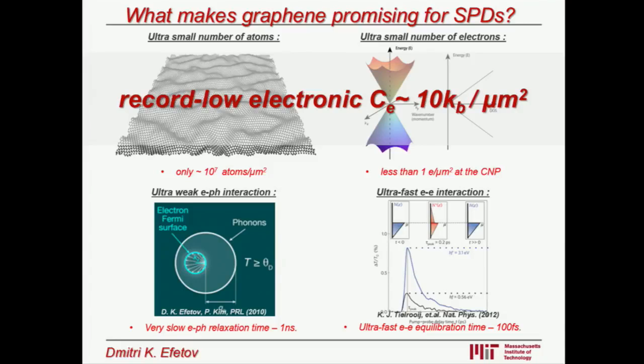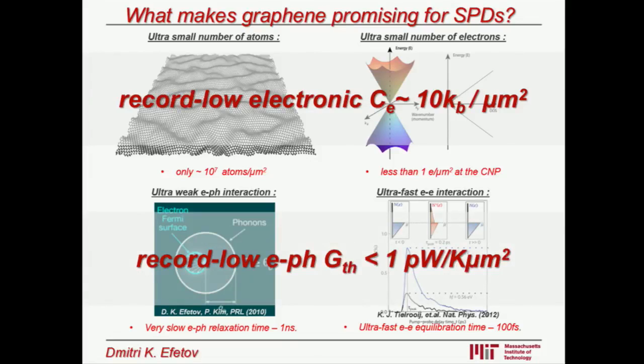But also the electron-electron interaction time is super fast. So if you heat up one electron, it equilibrates with the Fermi surface very quickly, in 50 femtoseconds. But then it decays to the phonon lattice at low temperatures in nanosecond time scale. So the electronic temperature remains hot for a very long time. And this is, again, the second argument, that we have a record low thermal conductivity between electrons and phonons, which can be as low as picowatts per Kelvin per micrometer squared.